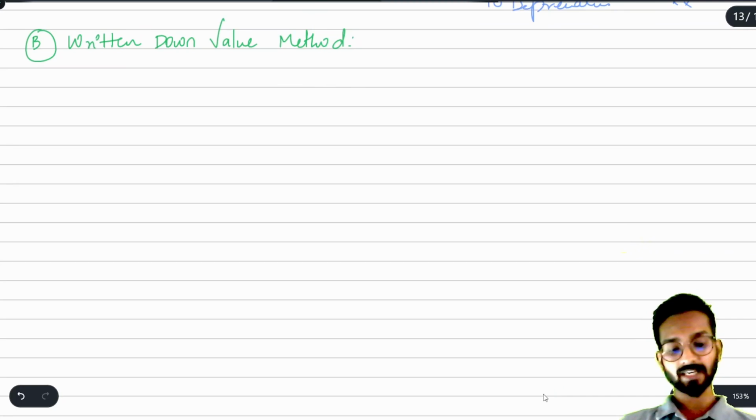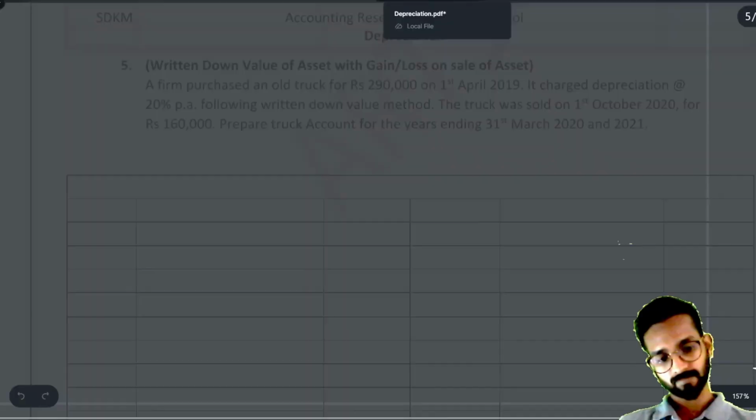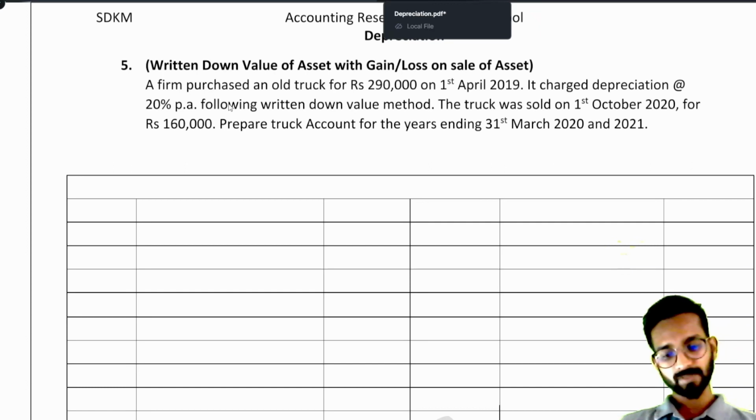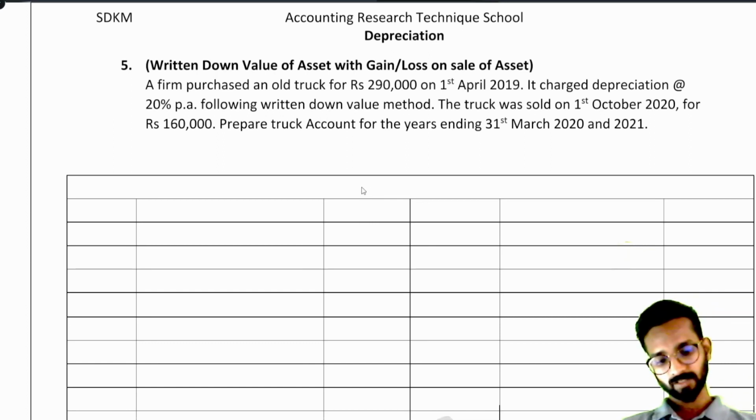Remember, in straight line method, depreciation remains the same every year, but in written down value method, depreciation will fall each and every year. A firm purchased an old truck for rupees 2,90,000 on 1st April 2019. So we have to prepare the truck account.